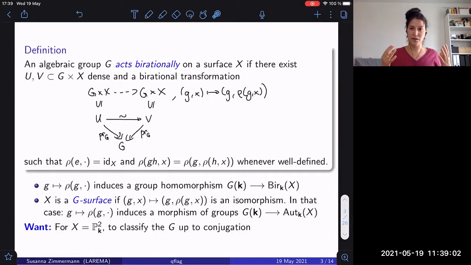The easiest example of this is if G acts by automorphisms on X, if it's a subgroup of the automorphism group. Then this here is just an isomorphism, and we can take U and V to be equal to the product.